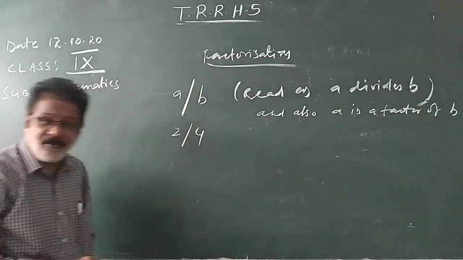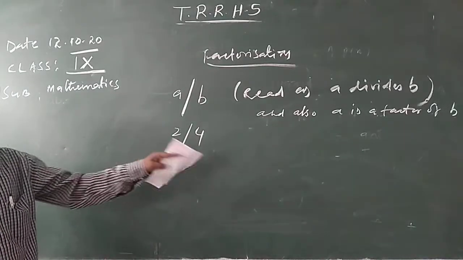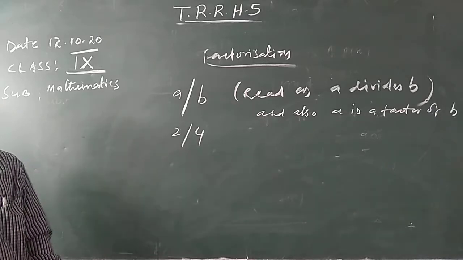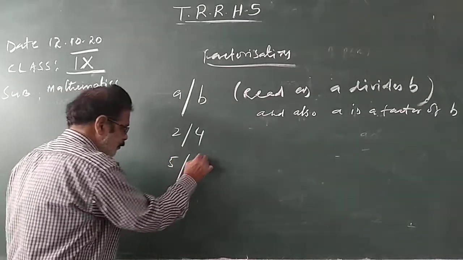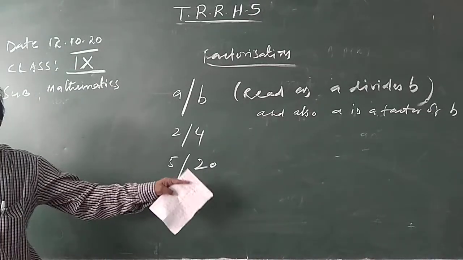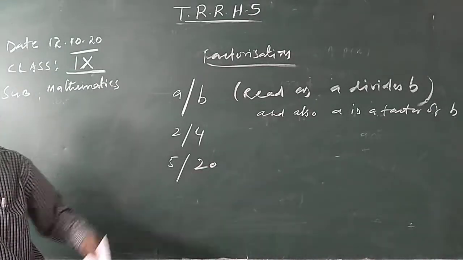2 divides 4. 2 is a factor of 4. When you find the factors of 4, 2 will be present in there. So 5, 20: 5 is a factor of 20. 5 divides 20.